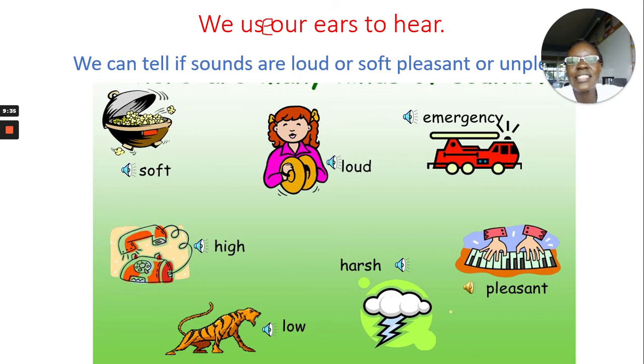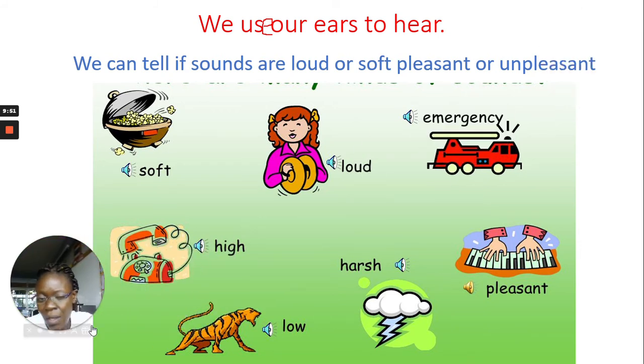Now, these are different sounds. So we can detect different sounds from around us. We can detect loud sounds, soft sounds, pleasant sounds, or unpleasant sounds. Pleasant sounds are good sounds like music. When you hear soft music, it can make you relax. But when you get unpleasant sound, it's very, very bad for your ears.